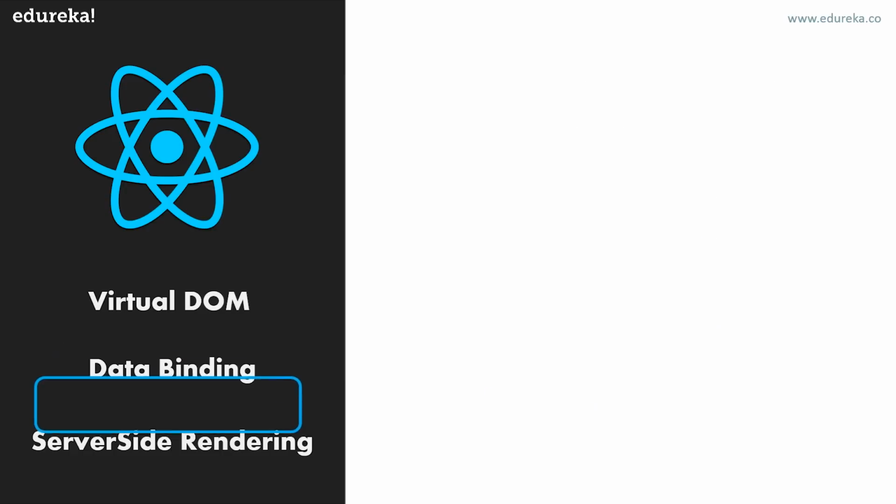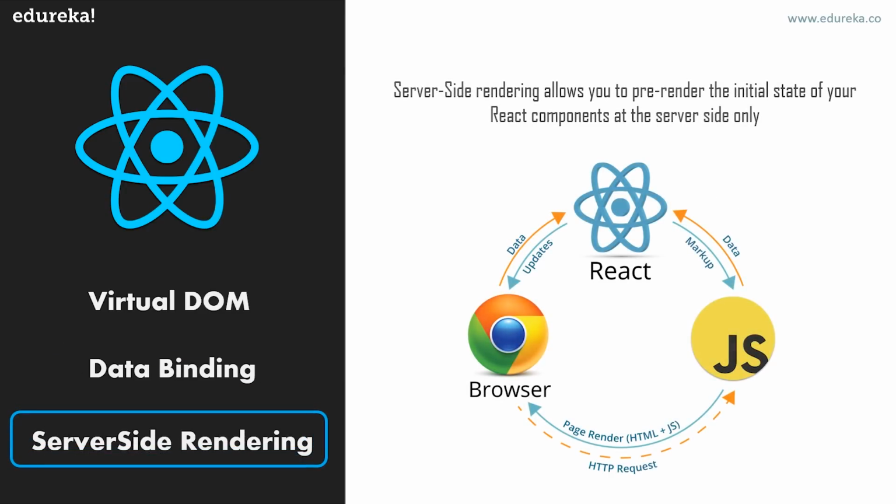Now another concept of React.js, that is server-side rendering. So let's talk about server-side rendering now. So server-side rendering allows you to pre-render the initial state of your React components at the server side only. So server-side rendering, which is also called SSR in abbreviated form, is the ability of a JavaScript application to render on the server rather than on the browser. This is the exact definition of server-side rendering. I repeat this definition. Server-side rendering is the ability of a JavaScript application to render on the server rather than in the browser.